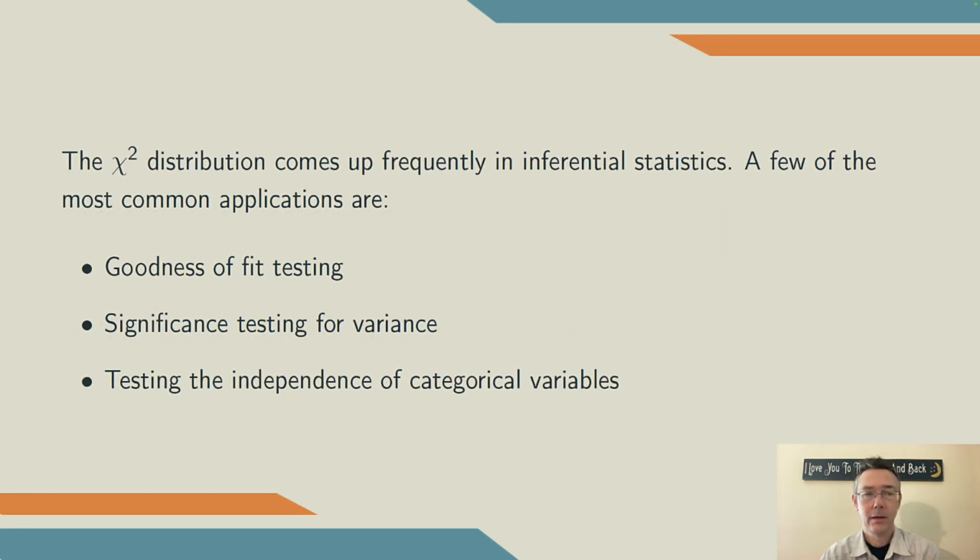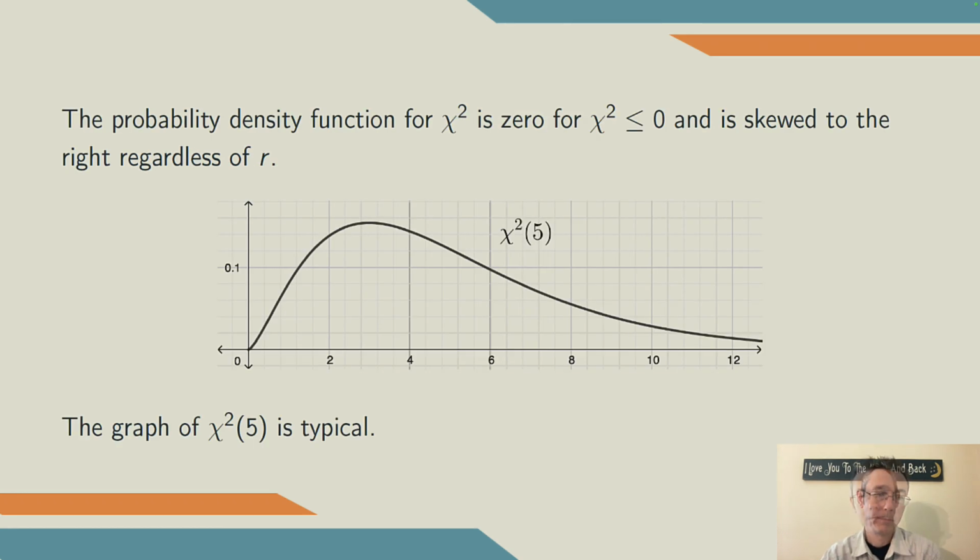The chi-square distribution comes up frequently in inferential statistics. A few of the most common places where you'll run into it: goodness of fit testing for a single categorical variable, significance testing for variance, confidence intervals too for that matter, testing the independence of categorical variables.